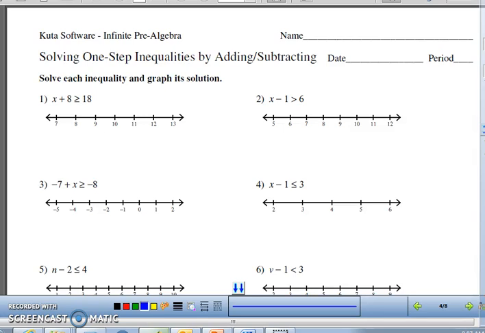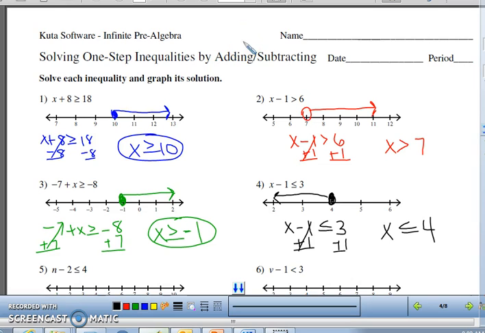So today, continuing with one-step inequalities, we're going to be doing 1 through 4, so go ahead and pause this video, check 1 through 4. If you are completely stuck, then you are behind, but you can watch the first 4 if you just need to have someone help you get started.